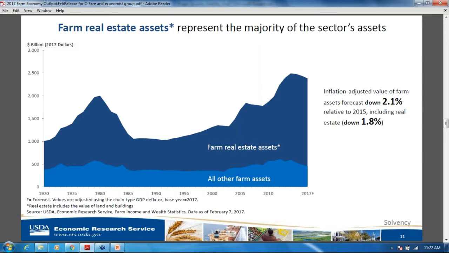And if you look more towards the right, the more recent past, there's been a significant incline in the value of farm real estate assets, and we're forecasting over the last 2 years some declines, but relatively small declines in both real estate and other farm assets.